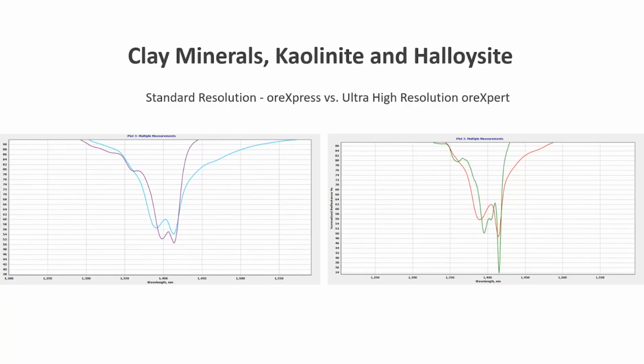on the right. So there you can see there's significantly sharper features, a doublet in the middle at like 1410, things that have been averaged out by the lower resolution oreXpress. So when you have these features that are averaged, you start to get ambiguities between these different minerals, and that has implications for different applications. In this case, you may not be able to tell the difference between clay minerals if you're using an older spectrometer.